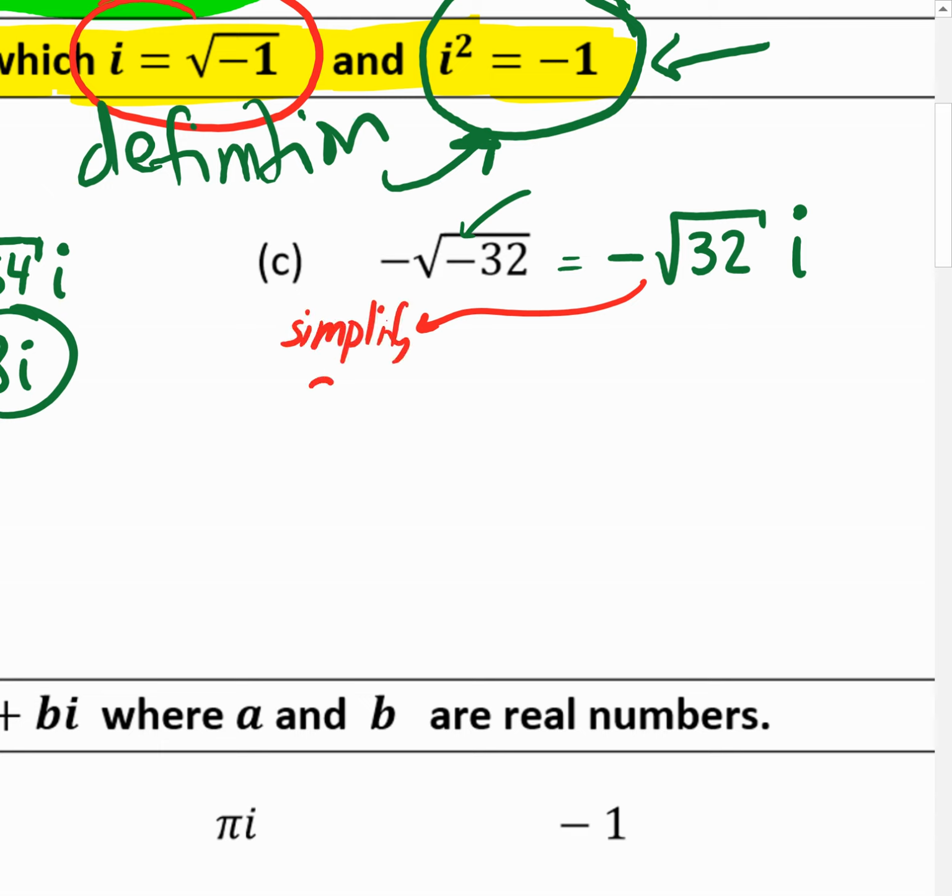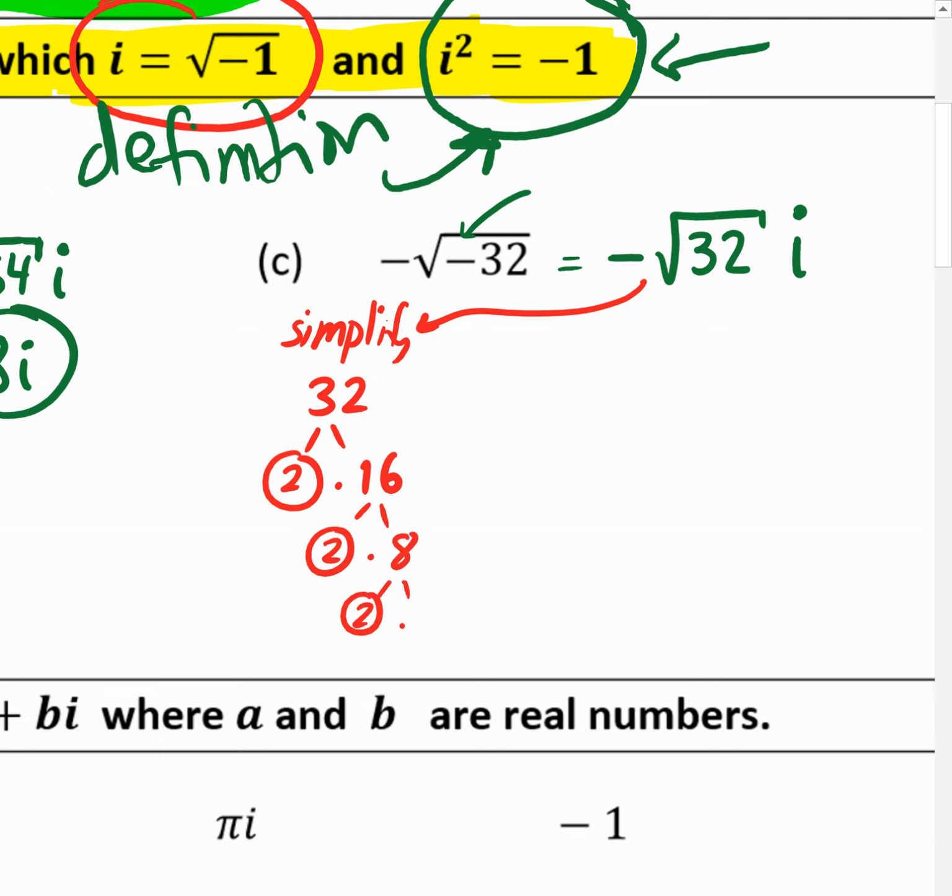I'm going to rewrite 32 and prime factor it. 32 can be 2 times 16, or you could break it down 4 times 8, whatever you want to do. 16 is 2 times 8. 8 is 2 times 4. And 4 is 2 times 2. There we go. Since this is a square root, we're looking for pairs of primes. Here's a pair of 2's. Here's another pair of 2's, but there's one odd man out.